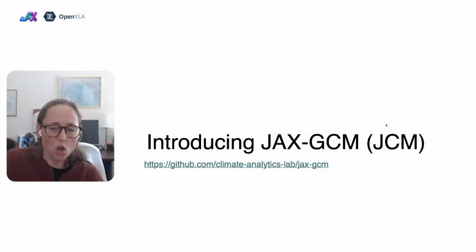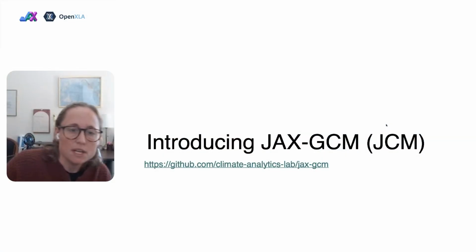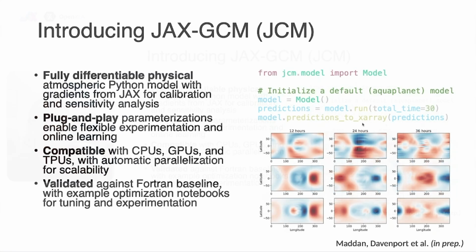Like, you can't really compare apples to apples, what methods are working better and when. And so that's why we built the JAX-GCM, which is called the JCM for short. And so it's quite simple. We took that dynamical core from Google. We wrote the actual Fortran parameterizations in Python and JAX.